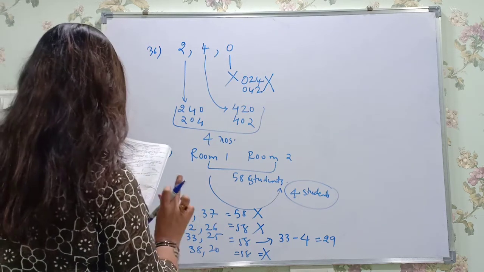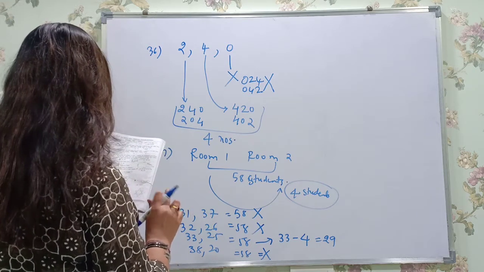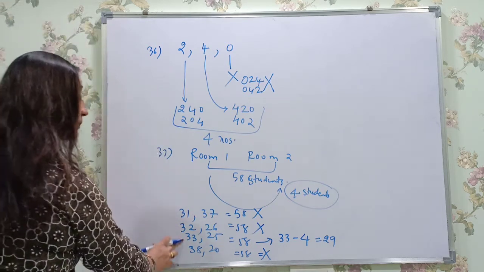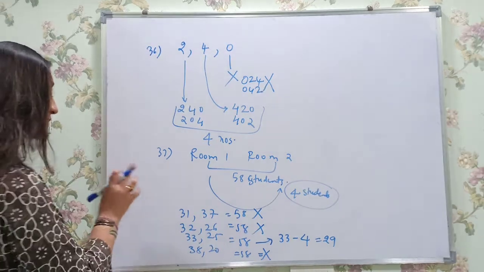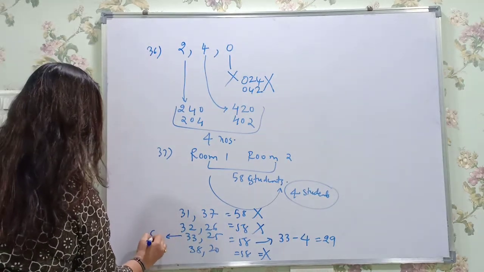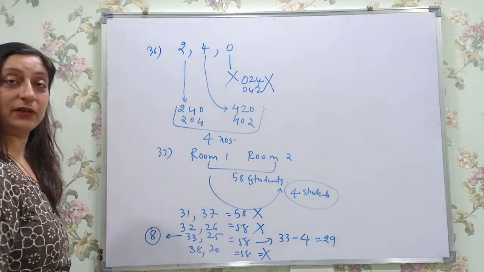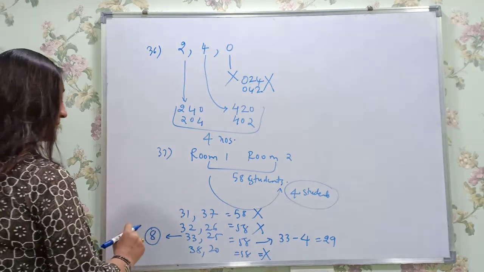So what is the question? How many students were there in each room before the transfer? Okay, it is before the transfer. So before the transfer, a difference of 8 will come, right? A difference of 8 should come before the transfer. After transferring, a difference of 4 will come, isn't it?